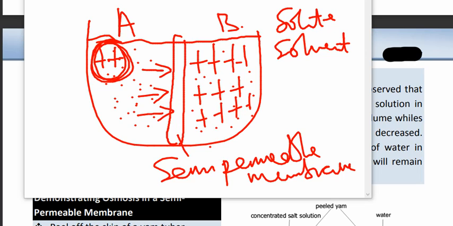In other words, movement of water molecules from a dilute solution, because there is a lot of water molecules here, to a more concentrated solution. This is more concentrated because there is a lot of solute, the plus, here, through a semi-permeable membrane. That is osmosis.